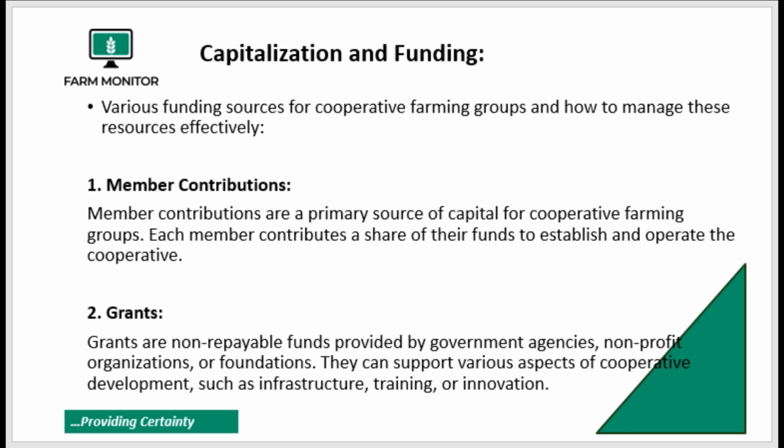To effectively manage this, you need to research available grants, then align your cooperative's projects and needs with the grant opportunities that are available. You develop well-crafted grant proposals that clearly state your objective, expected outcomes, how the funds will be utilized, and all those details.